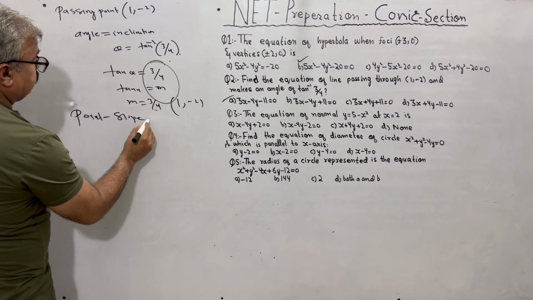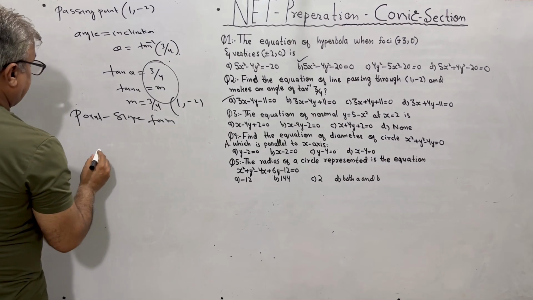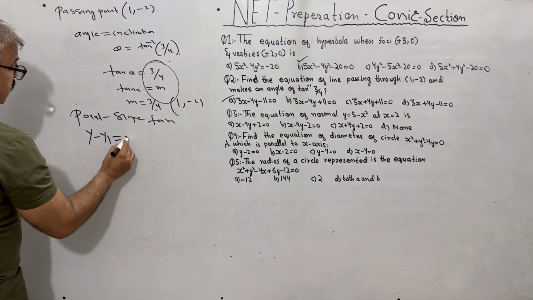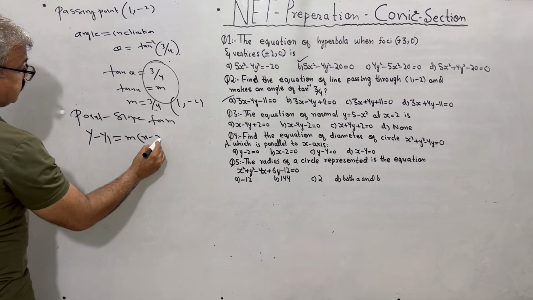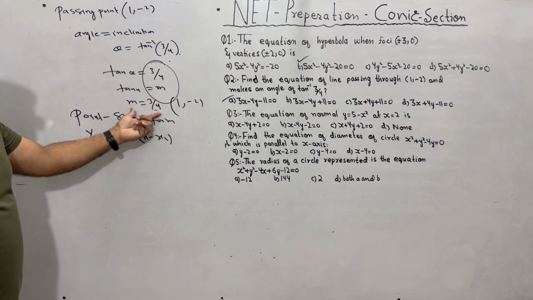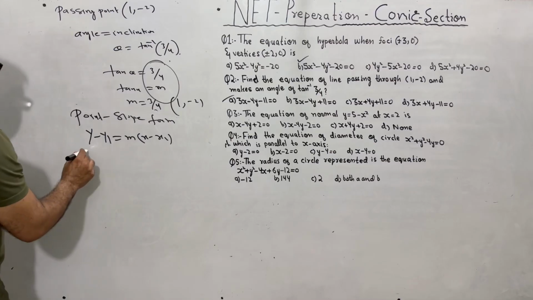Point slope form. Very basic form. You can figure out every other form of a straight line from this. y minus y1 is m times x minus x1. Just plug in the values. That's our gradient, our slope, that's our x1, y1, and it works wonders.